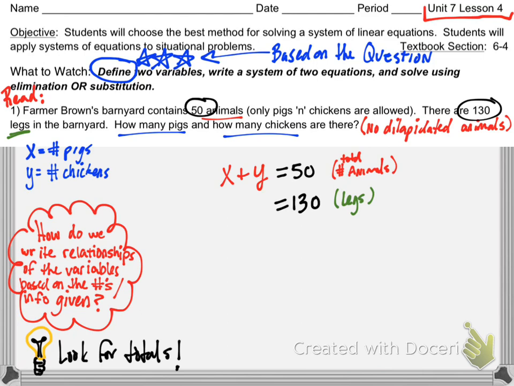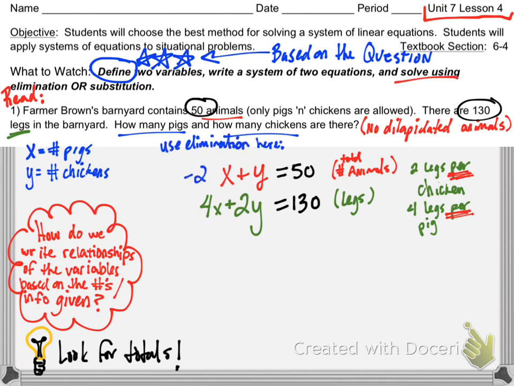Now, the number of legs is different number of legs per each animal, and we know to look for that word per. So there's 2 legs per chicken. Per usually is going to tell us that we have a coefficient. So for every y, which is number of chickens, we're going to have 2 legs. So 2y gives us total chicken legs. And then 4 legs per pig, 4x gives us total pig legs. Adding those together will give us the total number of legs.